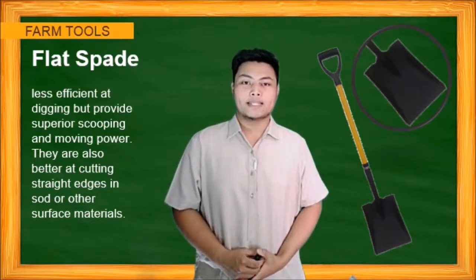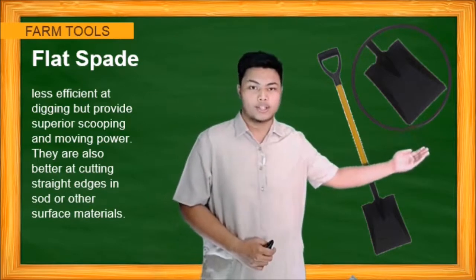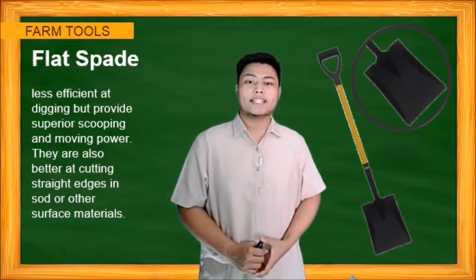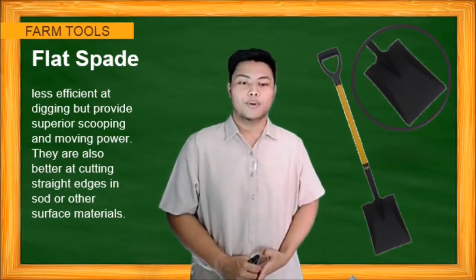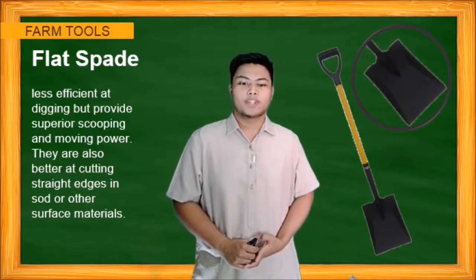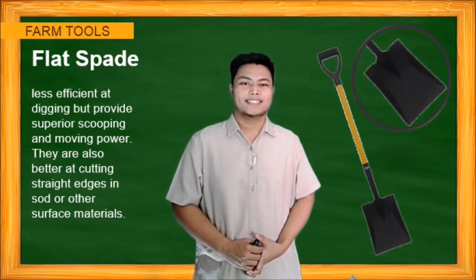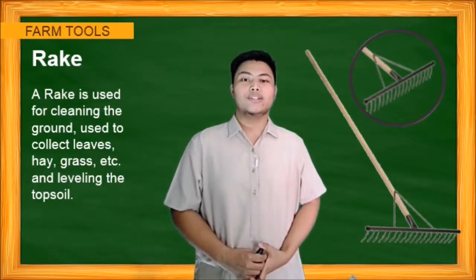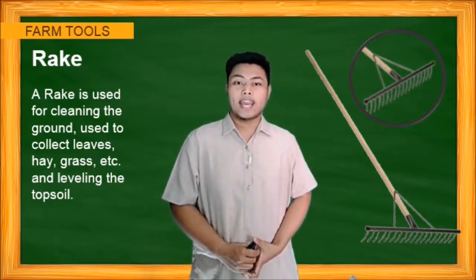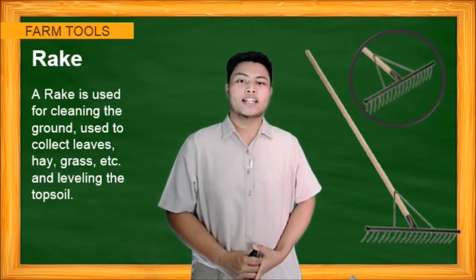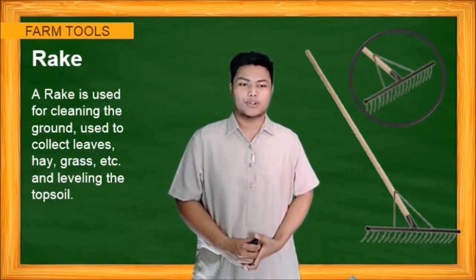Next one is the flat spade. It is like a shovel, but unlike a shovel, it has a straight edge or straight tip. A flat spade is much less efficient at digging but provides superior scooping and moving power. They are also used in cutting straight edges in sod and other surface materials. Next is the rake. A rake is used for cleaning the ground, used to collect leaves, hay, grass, and other materials that fall on our ground. And it is also used for leveling the topsoil.